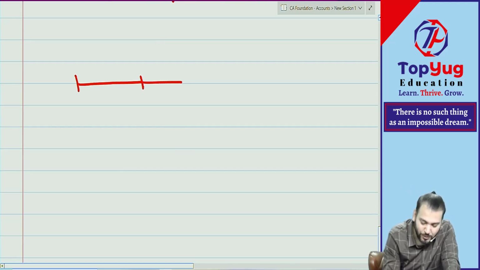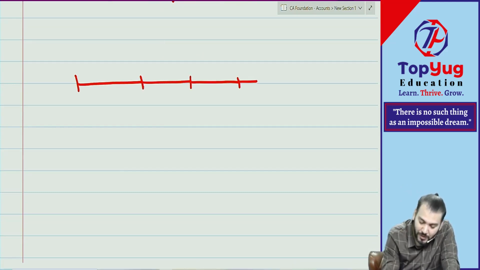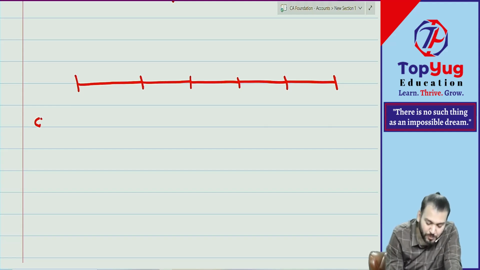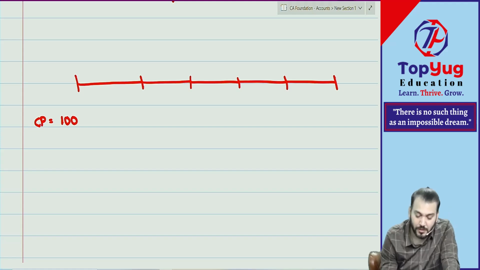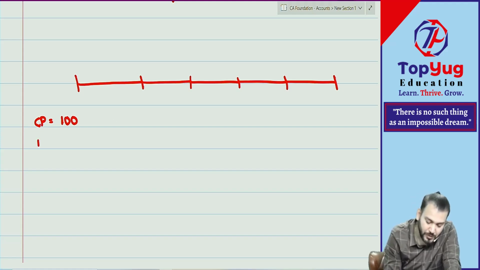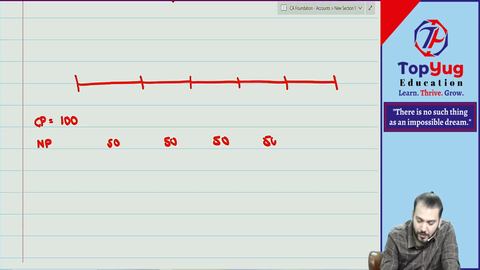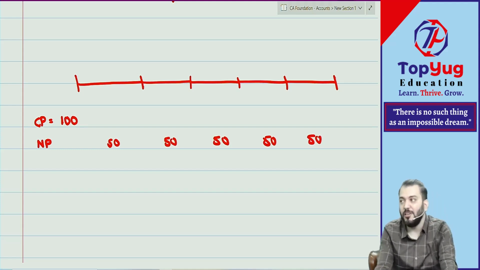Suppose an asset's useful life is 5 years, and the cost price of the asset is 100 lakh. Now you are generating profit. Let us assume this is profit before depreciation. Suppose you generated 50 lakh. Every year you are generating 50 lakh profit. Are you able to understand?